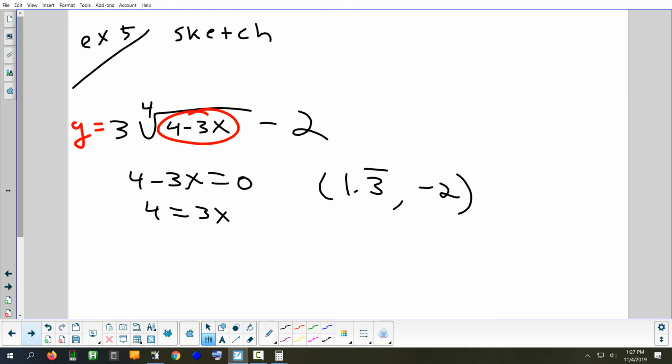So we would want to pick numbers that are smaller, like 0. If you plug in 0, you'd be fine. 3 times 0 is 0, 4 minus 0 is 4, and you can take the 4th root of 4. So this one is going to curve.